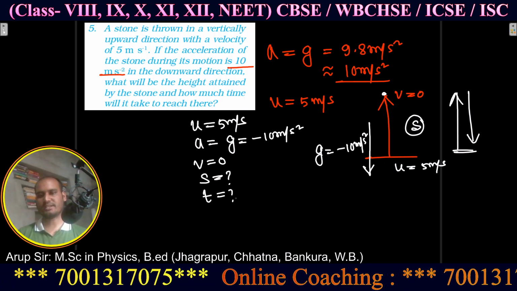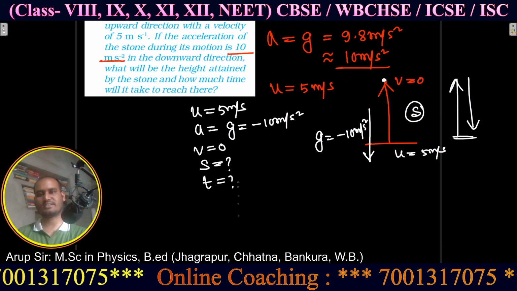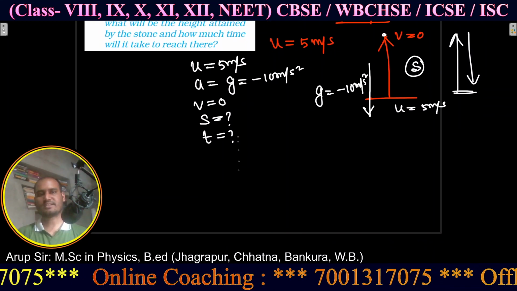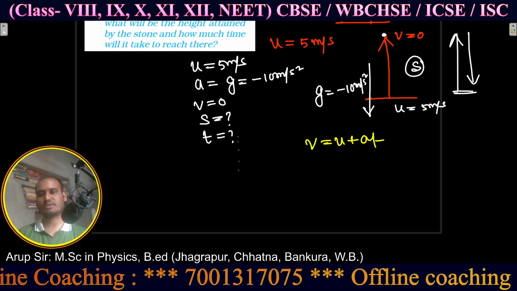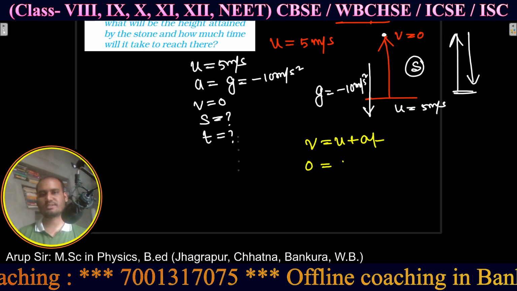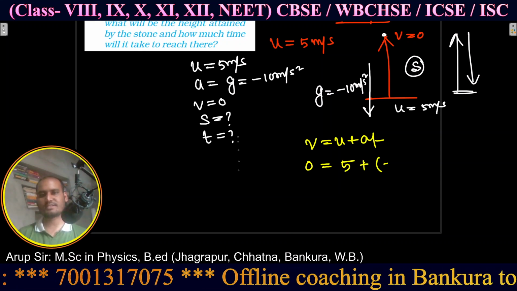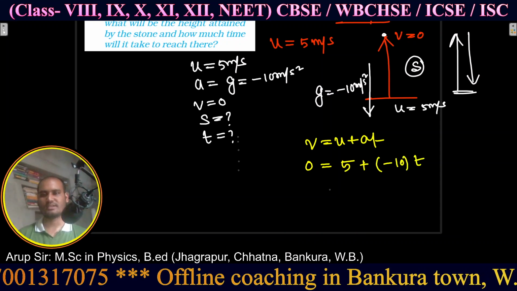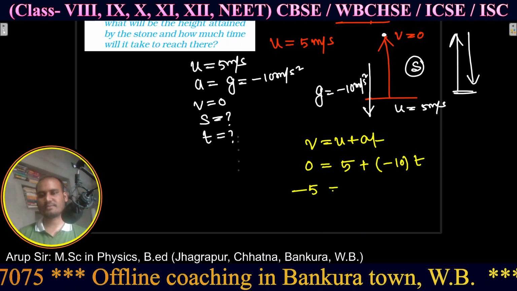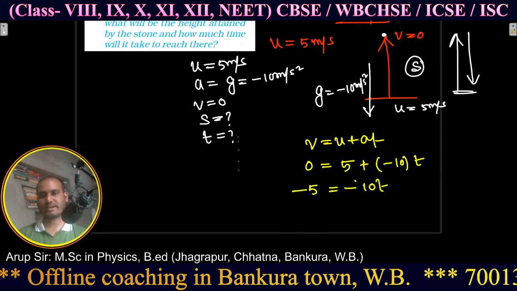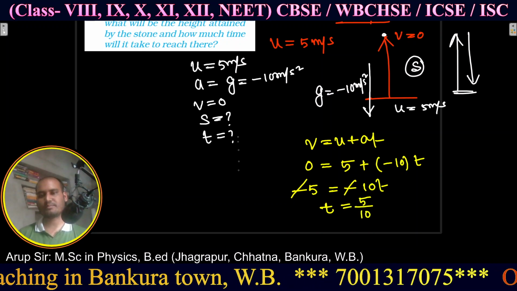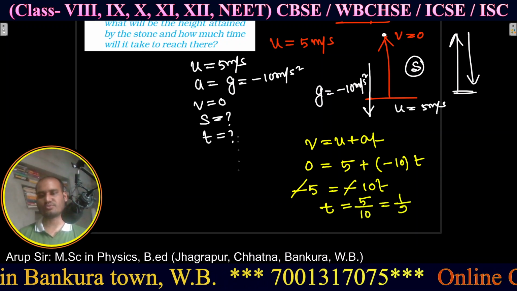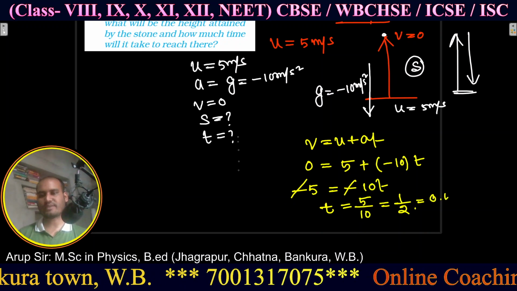T is simple, so let me calculate the T at first, right? What is T? V is equal to U plus AT, you can use this formula. V is simply 0, U is 5, plus A means minus 10 into T. So minus 5 is equal to minus 10T, minus minus will cancel, T will be equal to 5 by 10. 5 by 10 means how much? That is 1 by 2, 1 by 2 means 0.5 second.